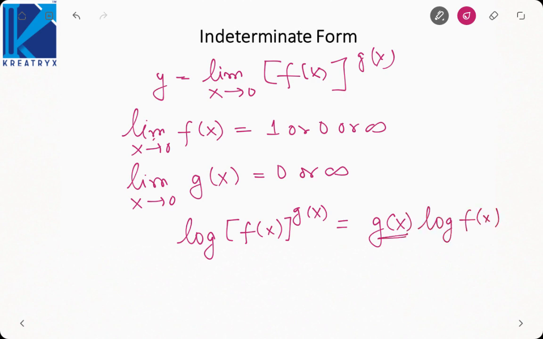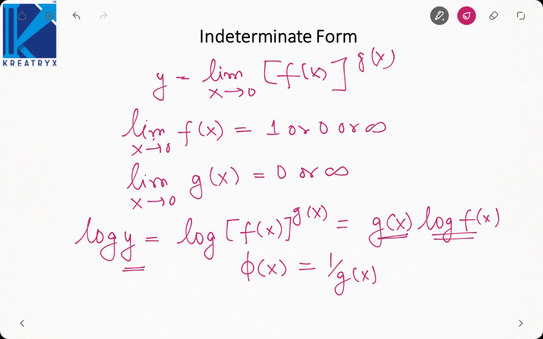Now if g(x) tends to infinity, what you can do is take phi(x) equal to 1 by g(x). Then this form will become 0 by 0, or infinity by infinity. So what you need to do is take the log in order to calculate log of y, then again take the antilog in order to derive y.